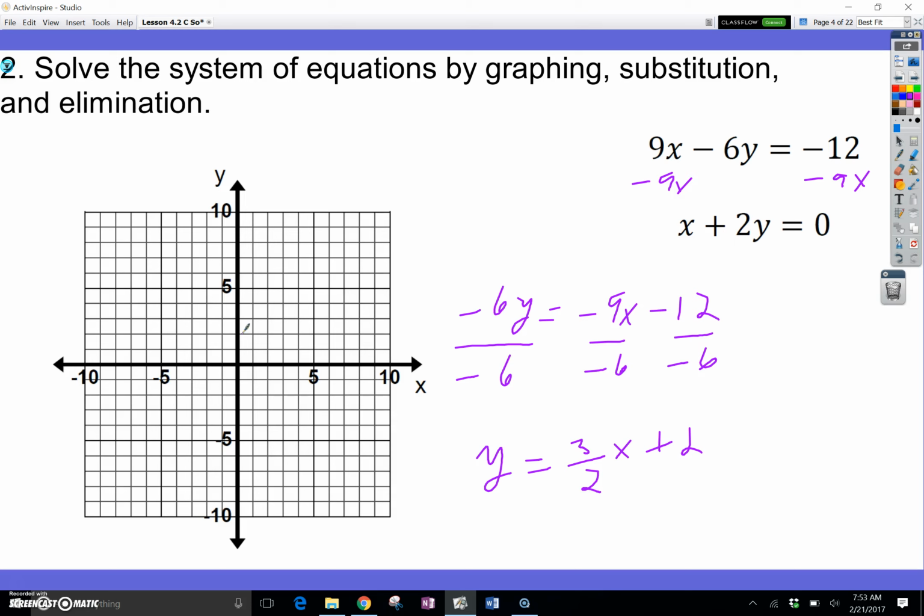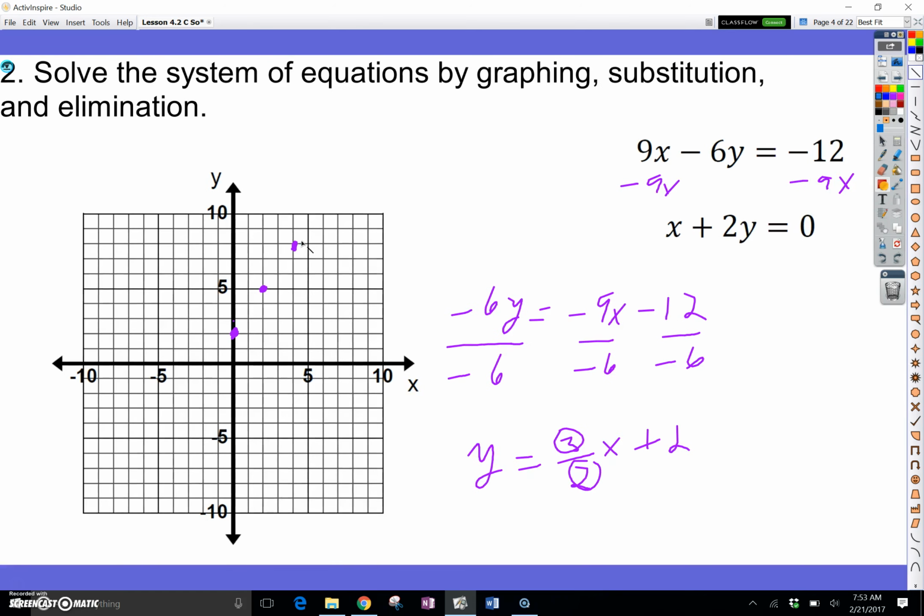So here what I do is I go to plus 2, and then I go up 2 over 1, 2, 3, because that's my slope. Oops, actually I did it backwards. It's rise over run, so I'm going to go up 3 over 2. So up 1, 2, 3 over 2. And then from there you can go ahead and graph your line, and it should look something like this.